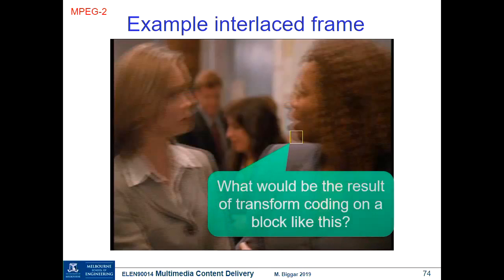So if we think about a block of pixels that we want to transform code, what do you think the result of that interlacing would be? We understand transform coding now. We understand the assumptions about the picture in particular that we use when we transform code, and how we can throw certain coefficients away and so on. What do you think this would do to it? Any thoughts?